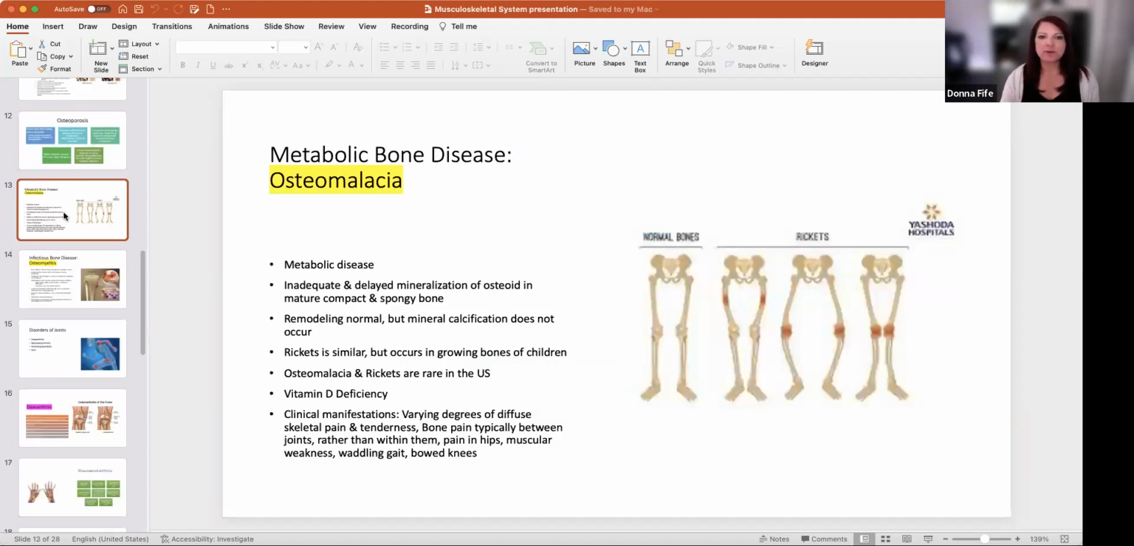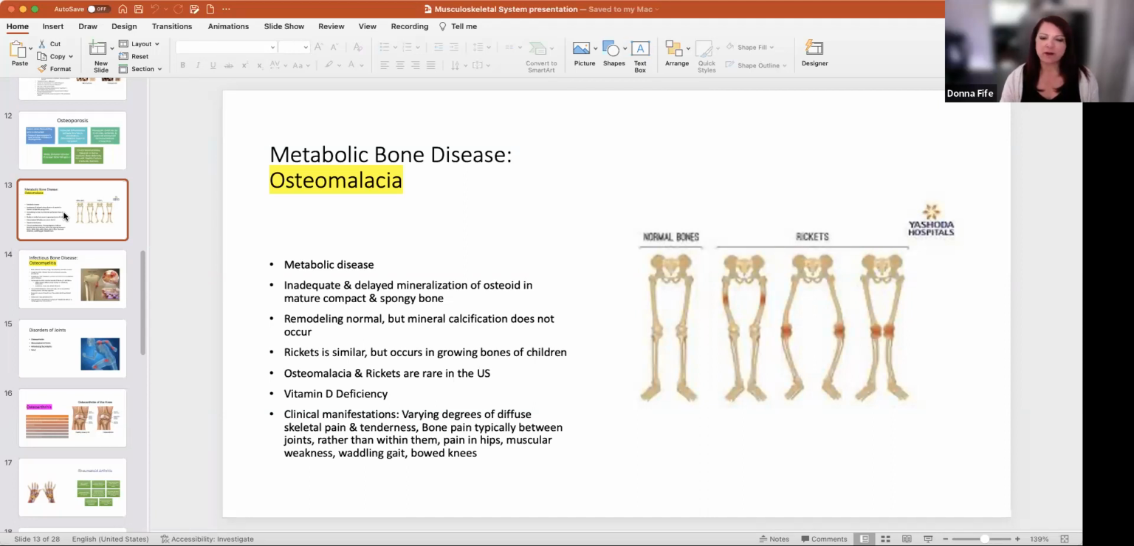And moving on to more metabolic diseases, we have osteomalacia. This is a metabolic disease. There's inadequate and delayed mineralization of osteoid in mature, compact, and spongy bone. Remodeling is normal, but mineral calcification does not occur. Now, this is similar to rickets, but this occurs in growing bones of children.